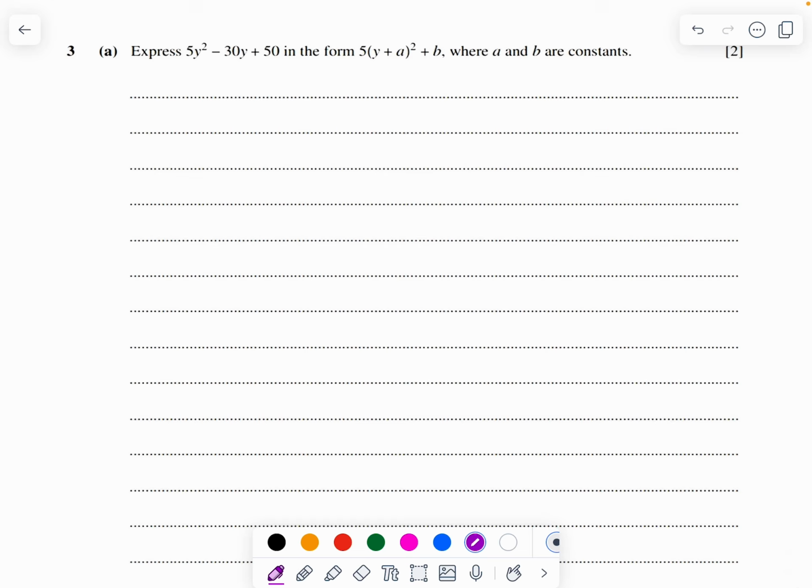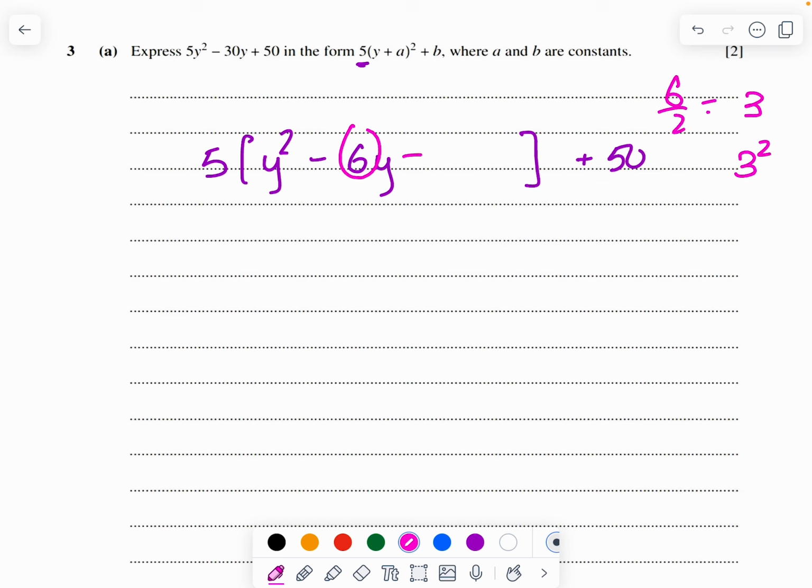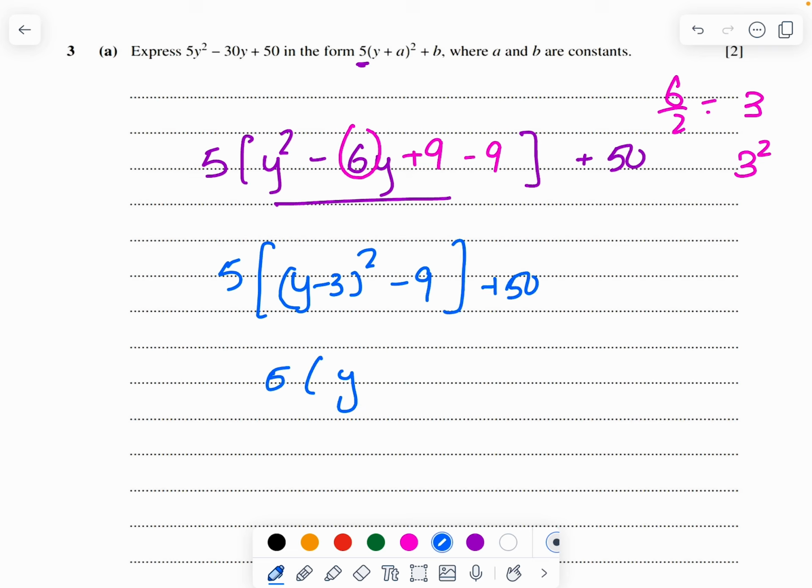Next question. Express this again in the standard form. Take only 5 common. So y square minus 6y. Don't touch that 50. Now this is 6. 6 divided by 2 is 3. So 3 square is 9. Add 9, subtract 9. So these three terms will become (y minus 3) whole square minus 9 plus 50. Expand it out: 5 times (y minus 3) whole square minus 45 plus 50. So 5 times (y minus 3) whole square plus 5.